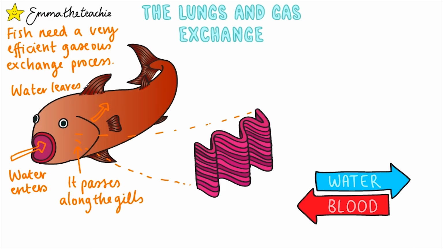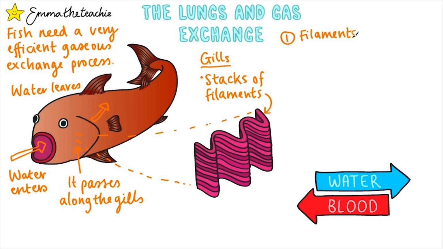Gas exchange happens in the gills. The diagram below shows you what the gills are made of. These are stacks of filaments, and these help provide adaptations. The first is that the filaments provide a large surface area.